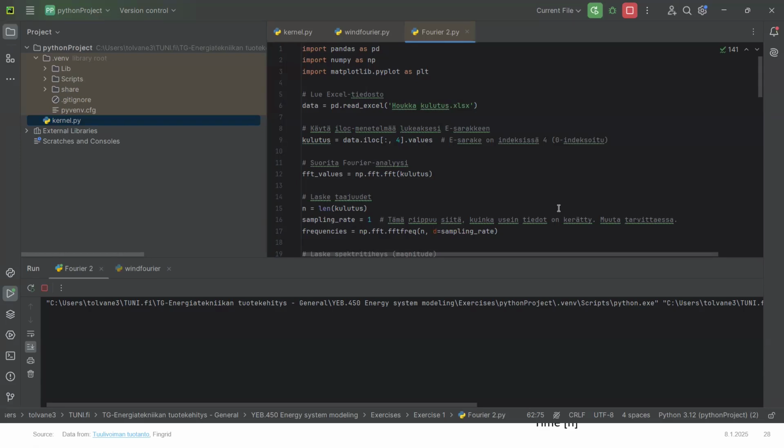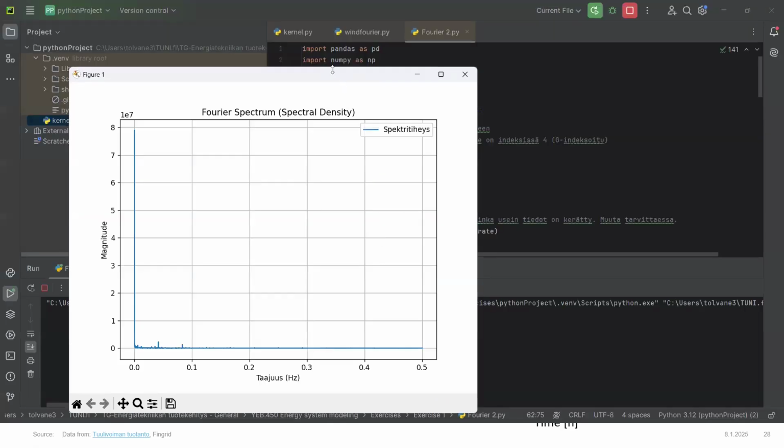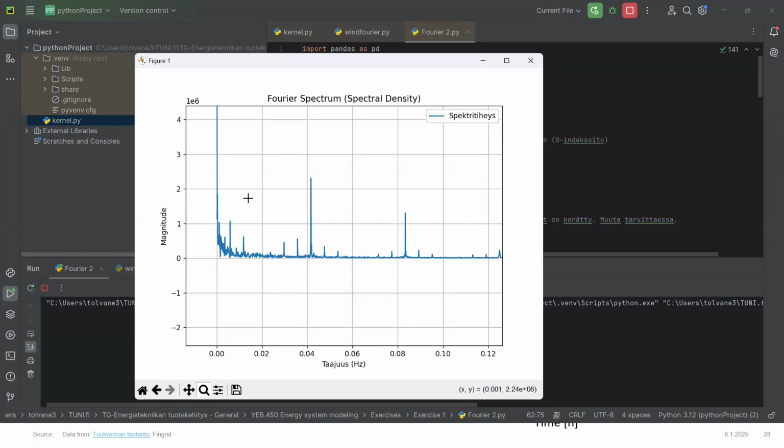What else did I have in mind? That's something you can't really do in Excel. So forget Excel at that point. If you want to make this Fourier spectral analysis, then just ditch that.